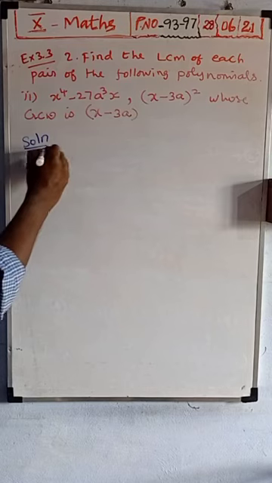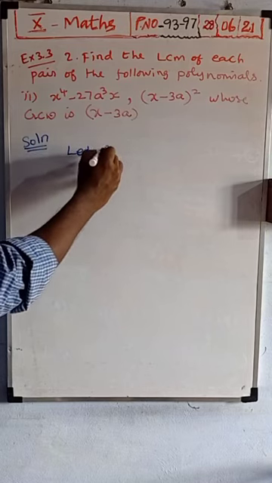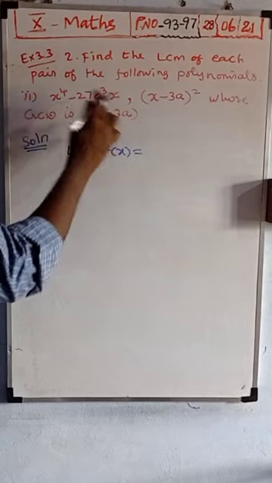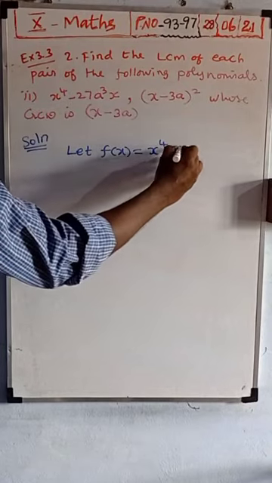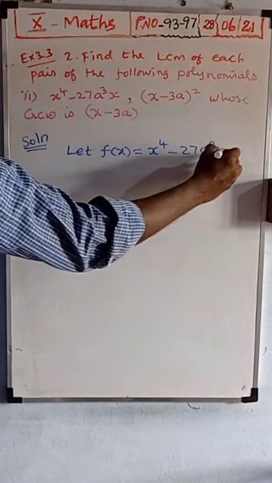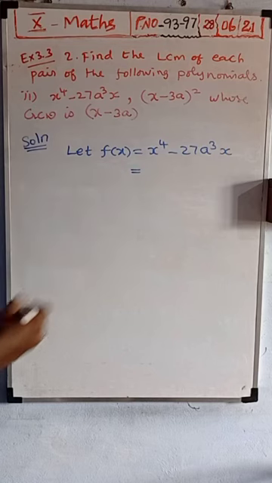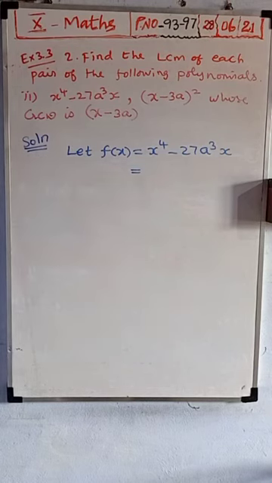So first, let the first polynomial f of x, the algebraic expression, be x to the power 4 minus 27 a cube x. Whenever choosing f of x, if possible you should find factors. Find factors by taking common terms outside, or else use a formula, or else factorize. So check it first. These are the steps.